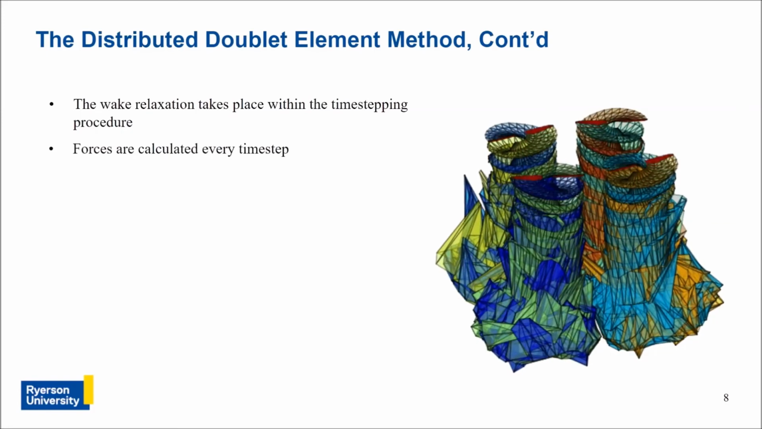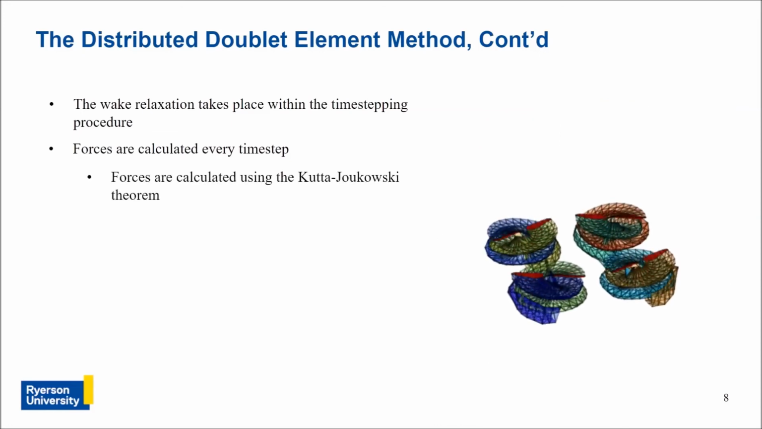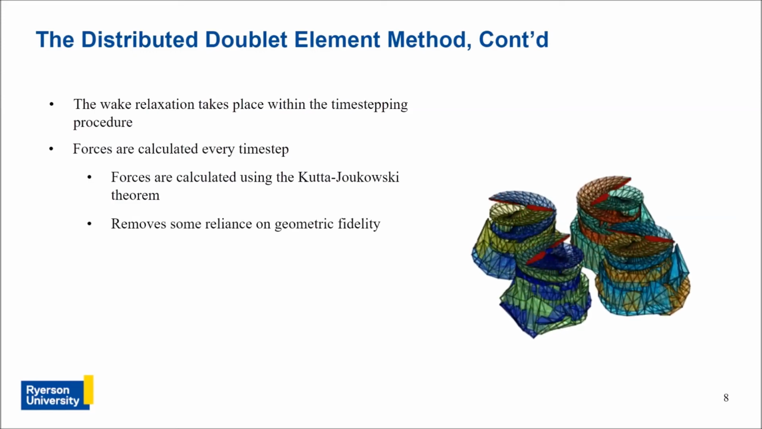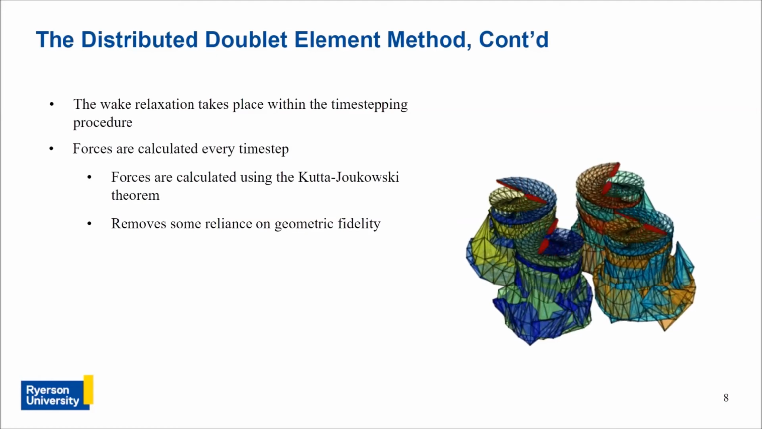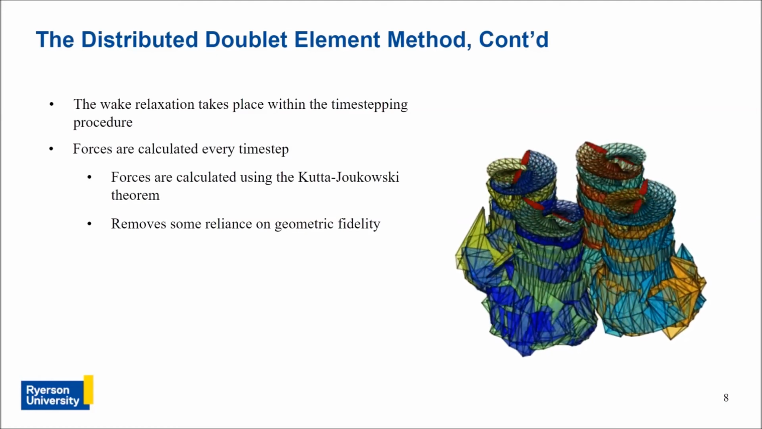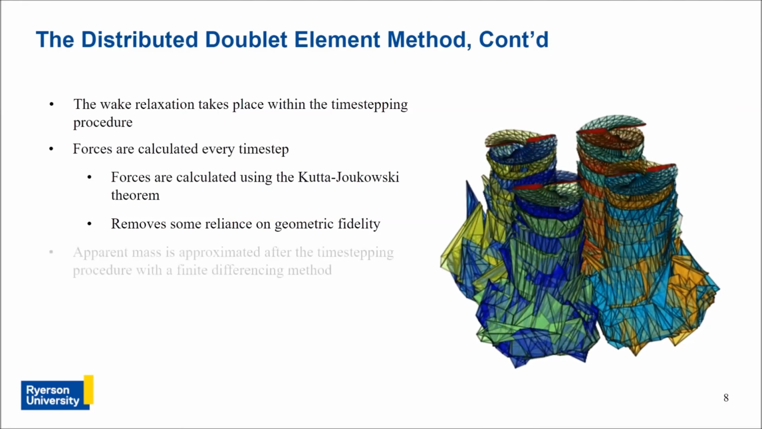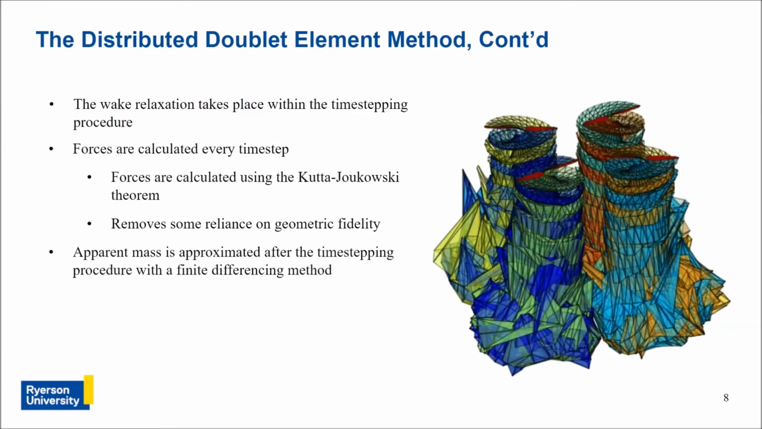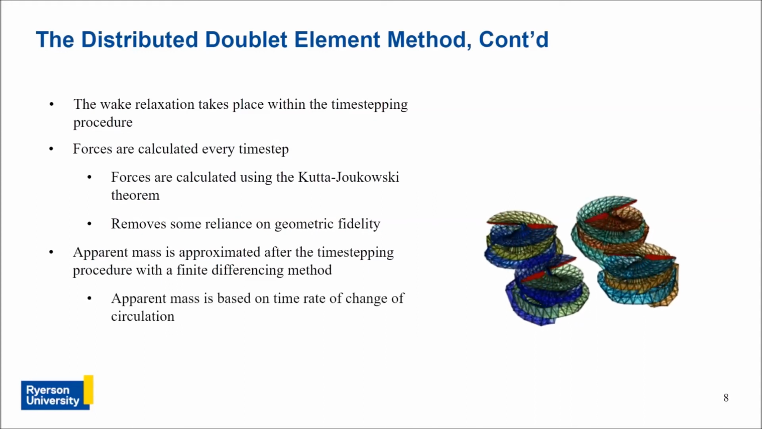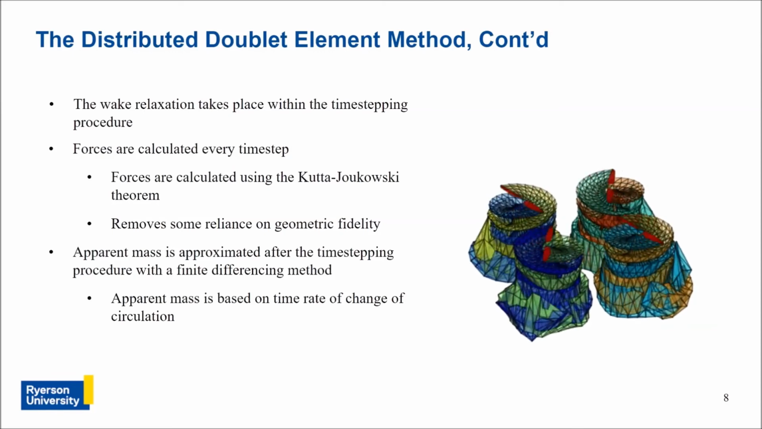With the DDE method, the forces are calculated every time step, and that's done using the Cont'd theorem, not a pressure integration scheme. And because we're using the Cont'd theorem, the DDE method doesn't need the sort of geometric fidelity necessary for pressure integration methods, which need the leading edge modeled at a certain resolution in order to capture the forces produced there. Apparent mass is approximated after the time-stepping procedure using a finite differencing method, and this is because the apparent mass approximation depends on the time rate of change of circulation.